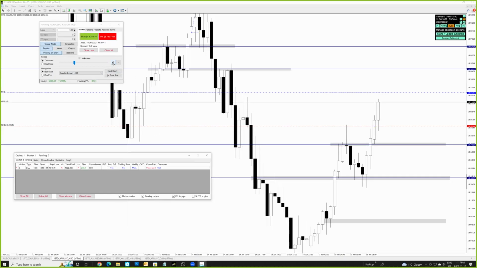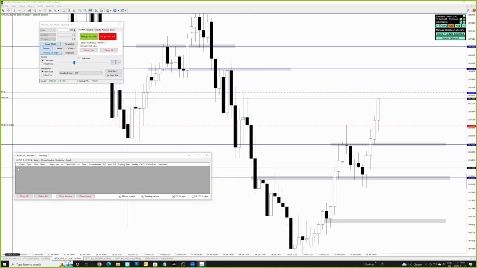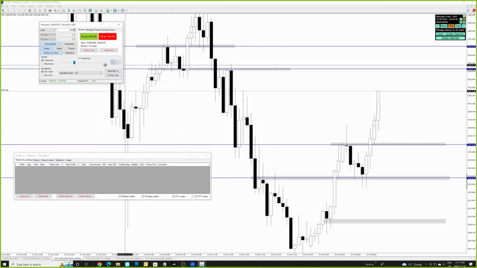Oh wow, look at that. We are pushing up. We're coming into these wicks, and the way price is moving right here, I don't necessarily like it because at any moment we can reject this area. So for that purpose, I'm just going to close the whole thing.